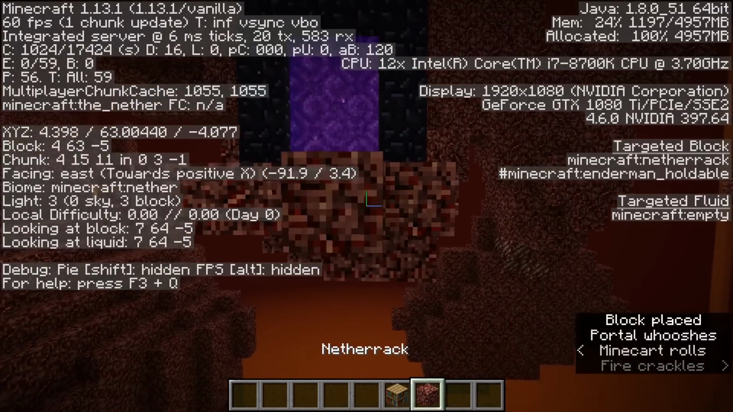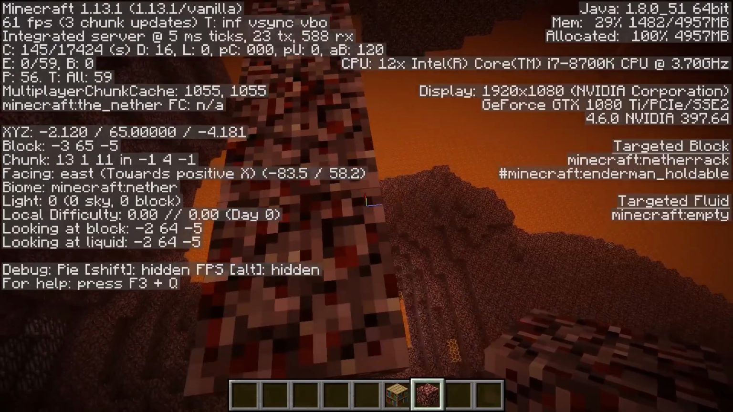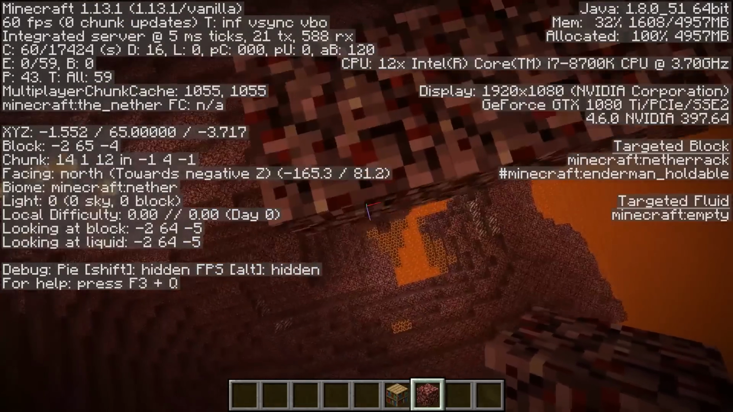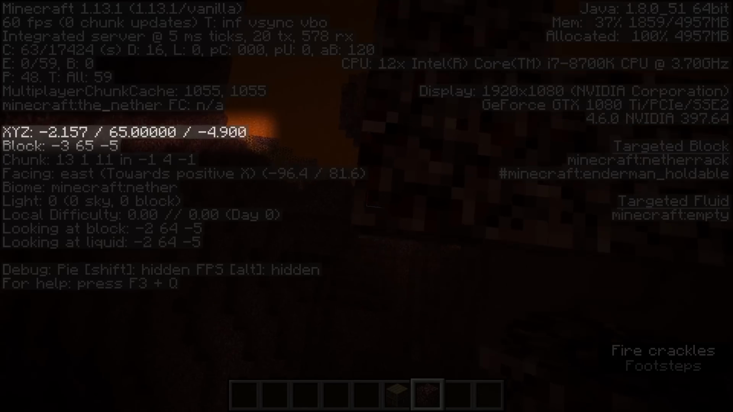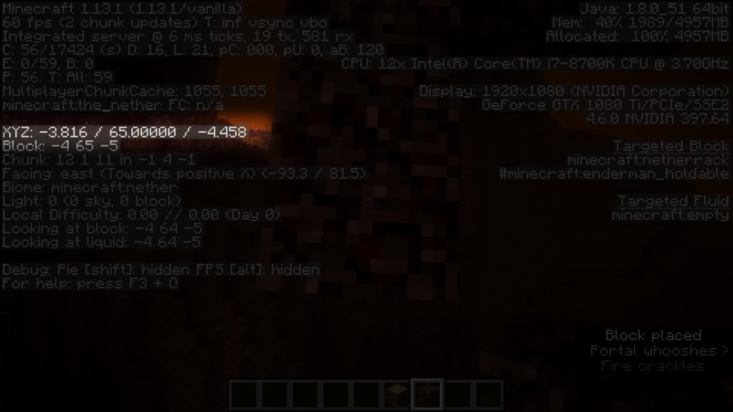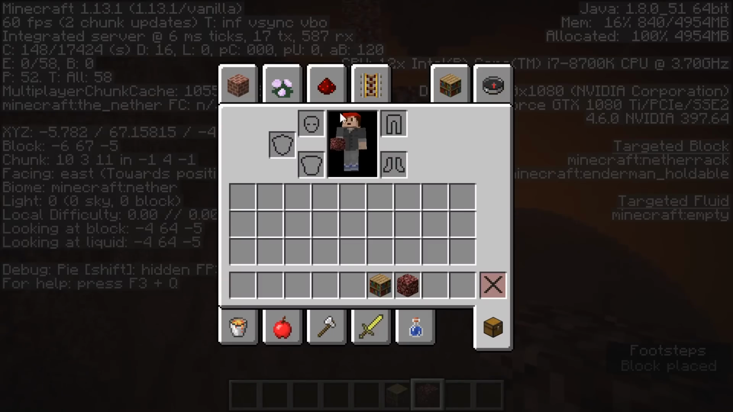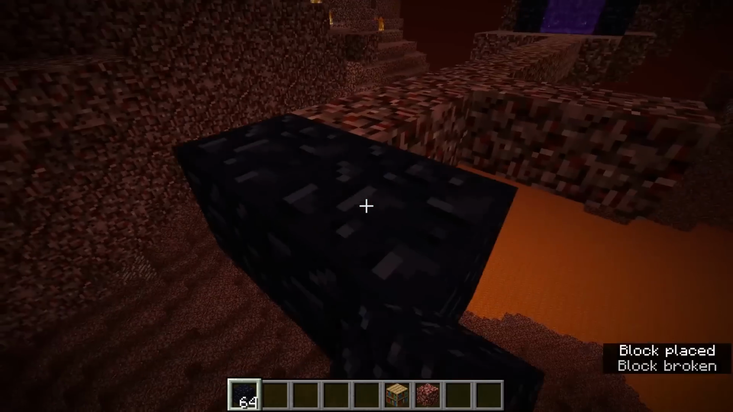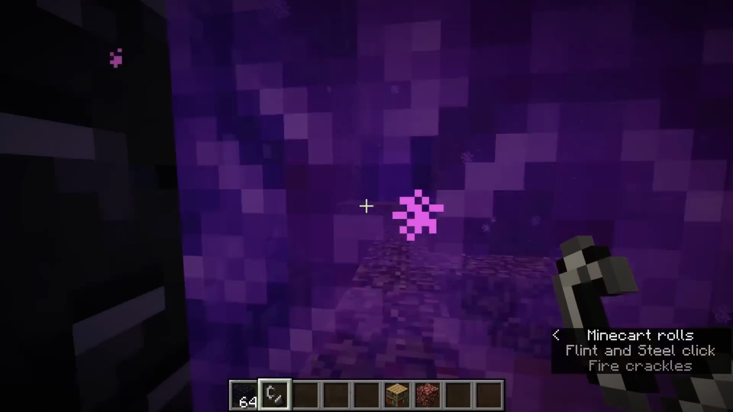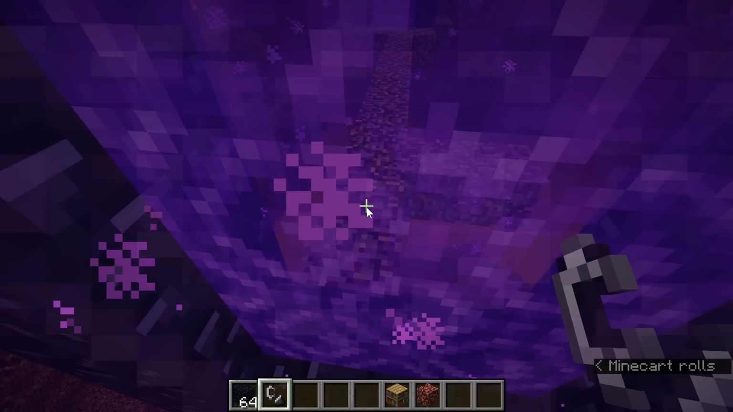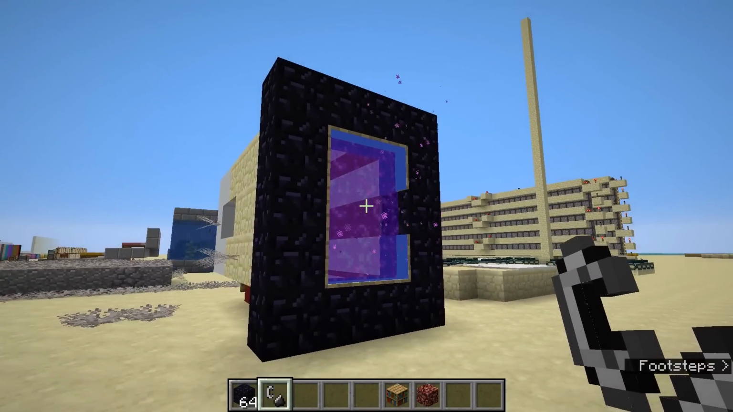So if we were having issues with other portals not linking correctly, we could come over here to negative 4, come this way to negative, oh wait, no, we're going the wrong direction. Here we are at negative 4 again. There we go. Just about right here is where we would want to build our portal. So I'm going to go ahead and build this up. There we go. Light this on fire, and there we go. Go through, and if all goes according to plan, we showed up at the correct portal.